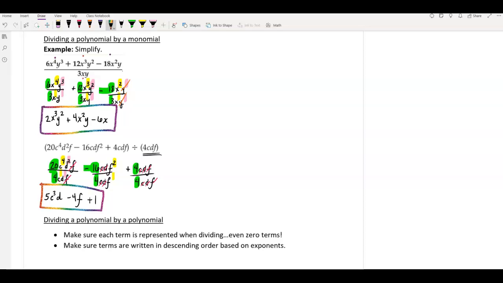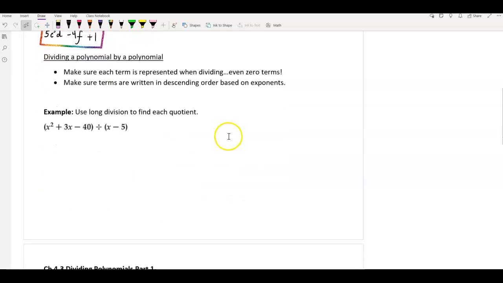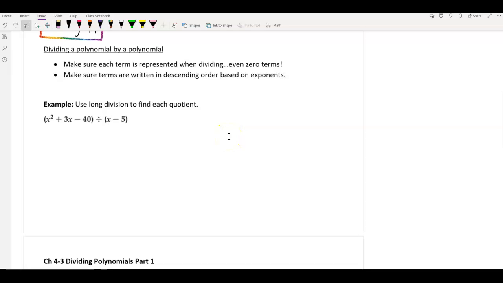All right, so dividing a polynomial by a monomial, super simple. It's a task that we've actually practiced in previous lessons, just not to this scale. So we're just building upon some previous knowledge. Now, we're going to actually divide a polynomial by a polynomial. And this is where it gets a little iffy.